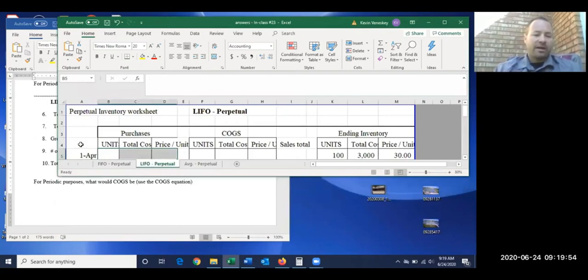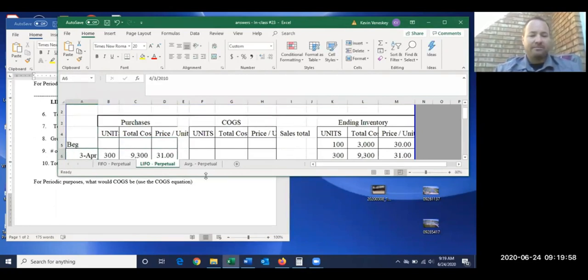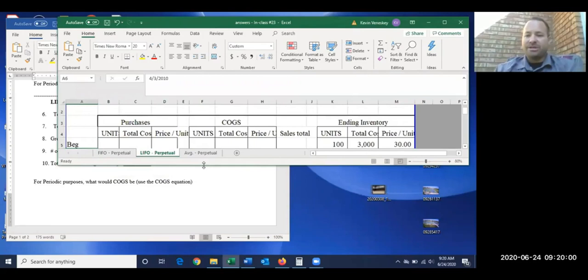All right, so with LIFO, I had my beginning inventory. We start out exactly the same. So just start a new sheet. Just practice these as I go along. That's the easiest and best way to learn it. I know it sounds like a little bit more work, but you actually do learn it a lot quicker when you put it pen to paper, or in this case, into Excel.